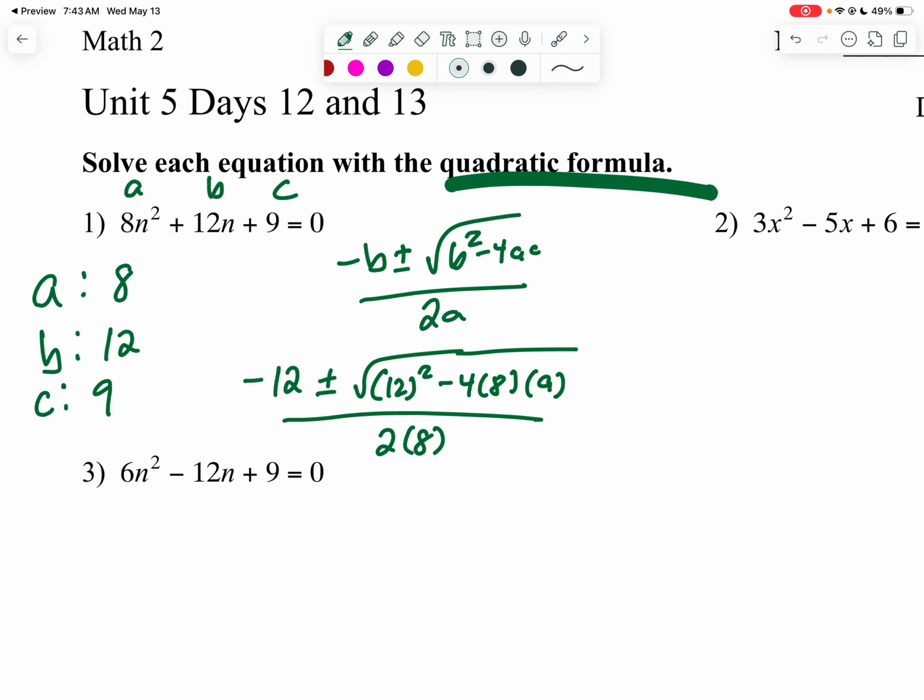Now, remember how we've talked about only putting the stuff inside the radicand into the calculator. So we're only putting this into the calculator first. So we're going to get 12 squared minus 4 times 8 times 9. And that gives us negative 144.